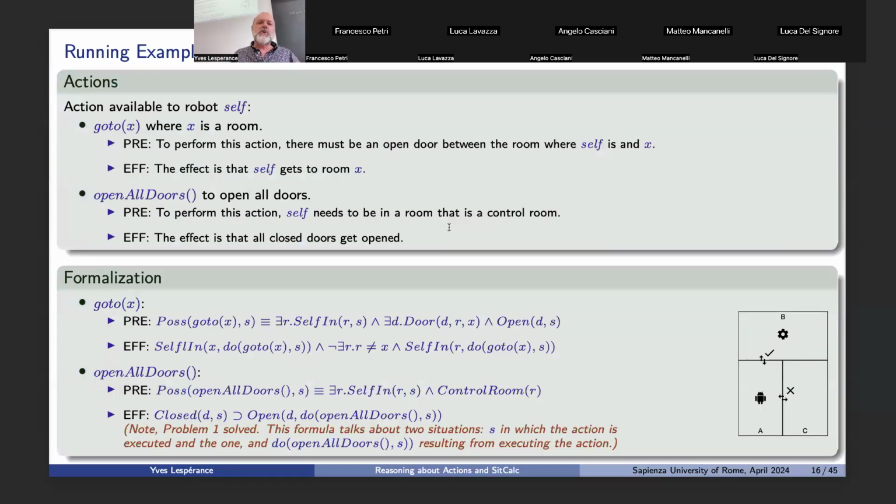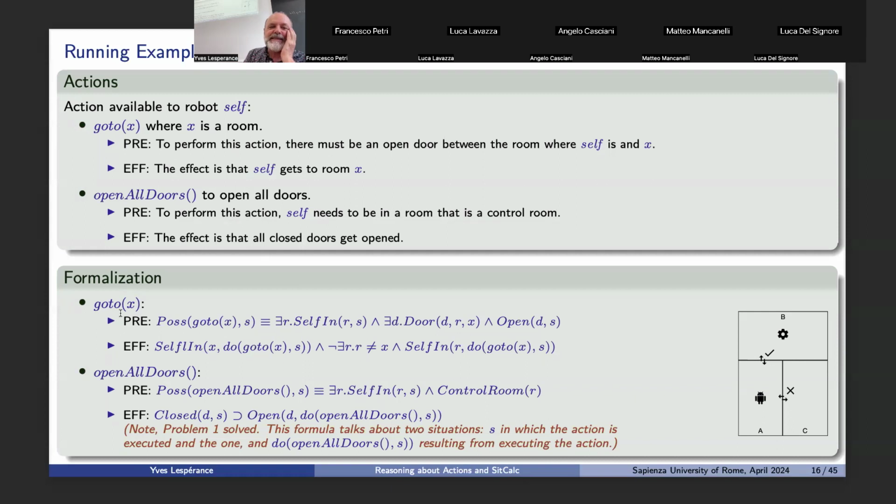Okay, so how do we use the situation calculus to formalize, to specify these actions that we're talking about? This is what we had before, in English.